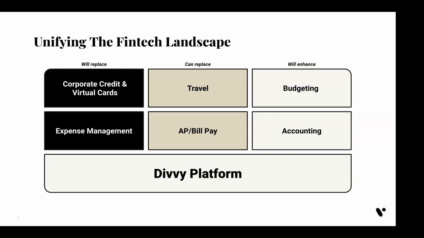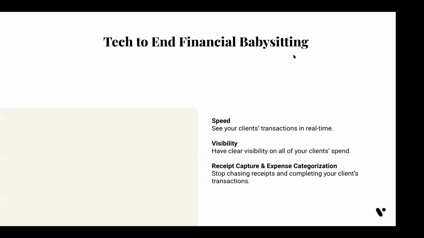Here's what we do. We unify the financial tech landscape. We will replace corporate and virtual credit cards and pair that with really powerful expense management technology that allows you to do some really cool things, like Alicia was saying, allocate certain budgets to certain individuals, all the way up to empowering your employees to upload receipts at the point of purchase. We'll talk about a few of those things in just a moment, but we also have travel portals, accounts payable and bill pay, and all of this is really designed to help enhance the information that you're feeding to systems like QuickBooks Online.